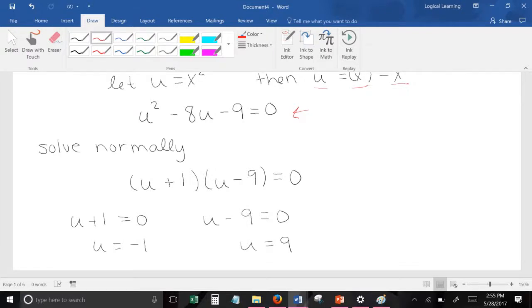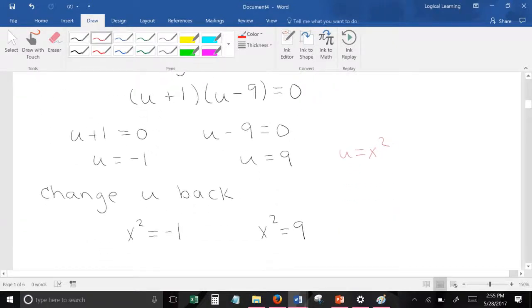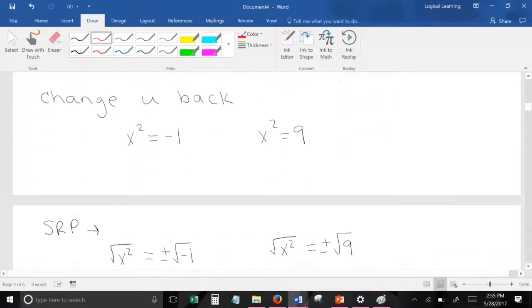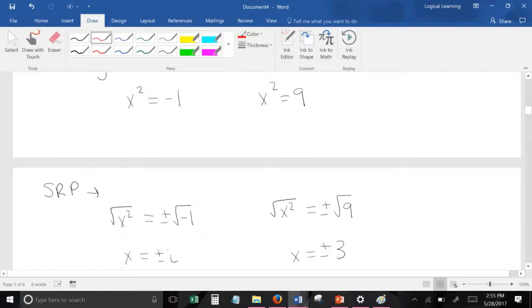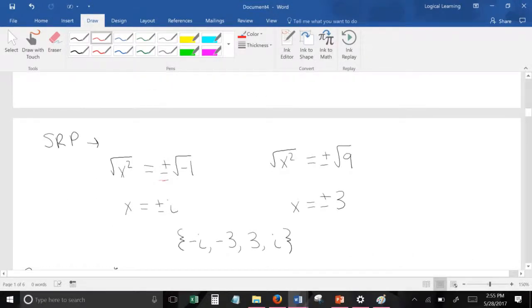But that's not our goal. Our goal is to solve for x. So what do we do here? Well, our u is equal to x squared. So what we do then is simply change u back. We have x squared equals -1 and x squared equals 9. Then we use the square root property to solve for x. The square root of -1 is i. We have to do plus or minus, and we get plus or minus i and plus or minus 3, which gives us our solution set.